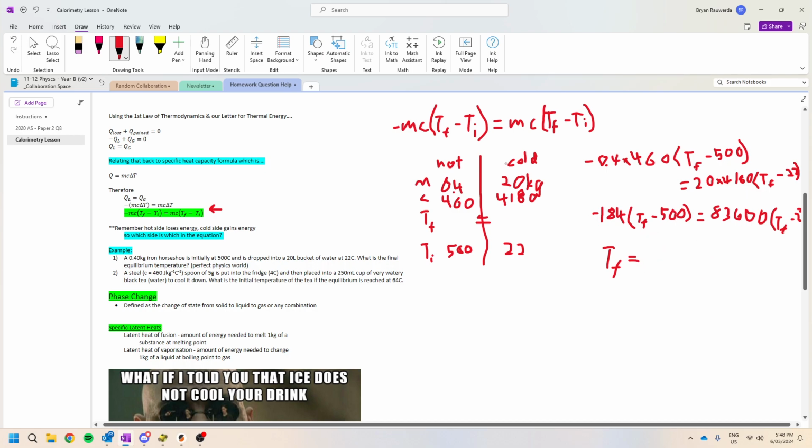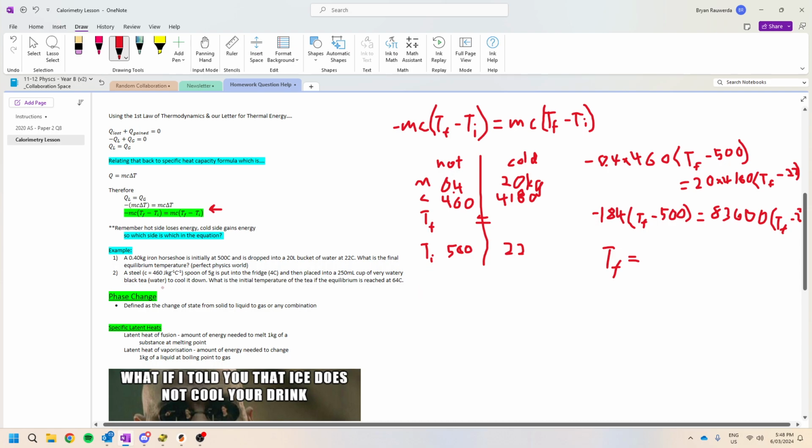Which makes sense because it's a heap of water with a very high specific heat capacity and a little piece of iron with a low specific heat capacity. So that means this will suck up a lot of heat without changing the initial temperature that much. So 23 degrees does make sense, but your final temperature should be somewhere between 22 and 500, because it's, of course, going to come to an equilibrium between these 2 points.